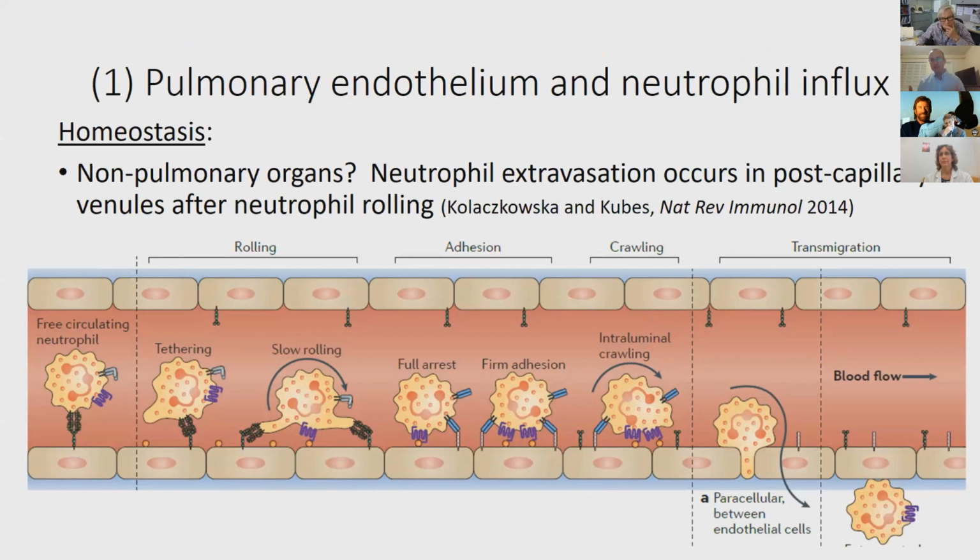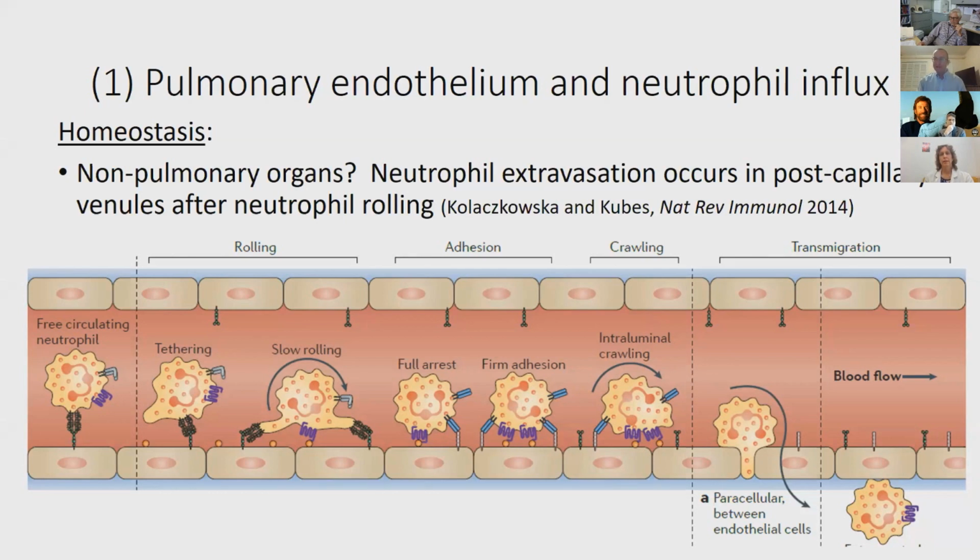It requires this highly patterned process in which there's rolling, and then these endothelial cells adhere, and they crawl, and they find a gap either in between cells, or there's increasing recognition that they can actually go through endothelial cells. But again, it requires this rolling process, and it occurs in the post-capillary venule.